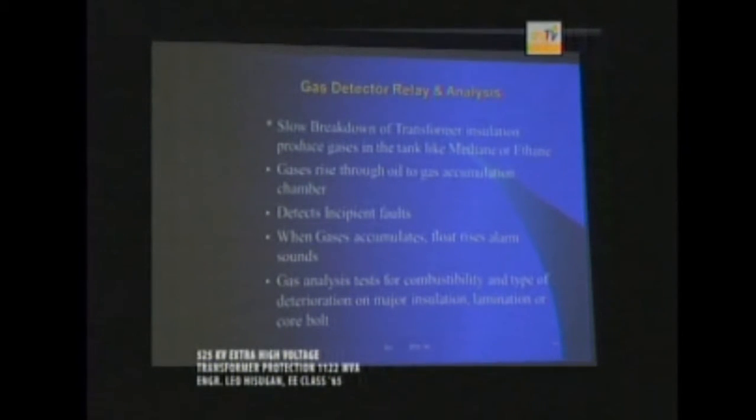Yes, the slow breakdown of your transformer insulation produces gases in the tank like methane or ethane, and the gases rise through your oil to the gas accumulation chamber. It detects the incipient faults.